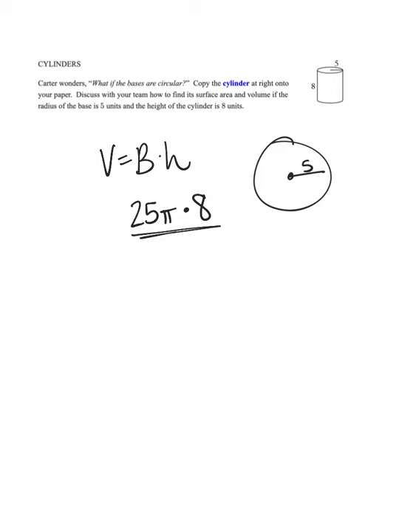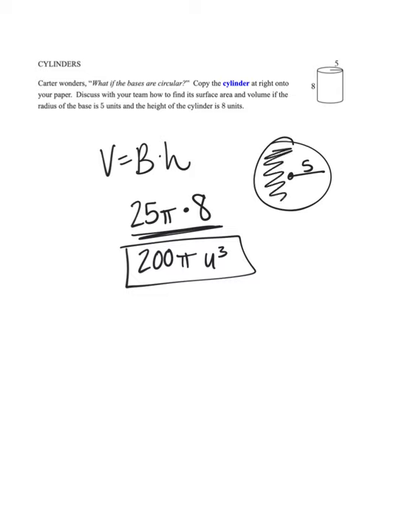Now, even though I can leave this in exact form, I still should simplify it. I still need to multiply 25 times 8. And I still need my units on there. So volume doesn't change, I just have to find the area of the circle instead of doing my method for either a triangle or a hexagon or whatever the base is. Let's go back to this cylinder. Take a minute and find the surface area for this cylinder that is pictured here.